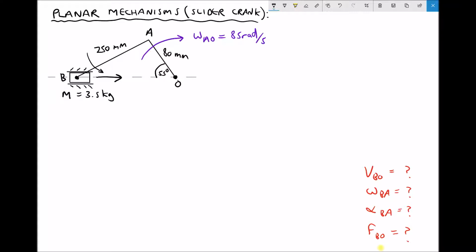We're then going to calculate the angular acceleration of B relative to A. Now because the linkage AB doesn't have constant angular velocity, it's going to be experiencing an angular acceleration. Then finally we're going to calculate the inertial force for the slider, or the force required to move our slider B towards point O. Now all of the calculations we're going to be doing here are for when we have an internal angle of 55 degrees. If that angle changes, all of the variables would change.